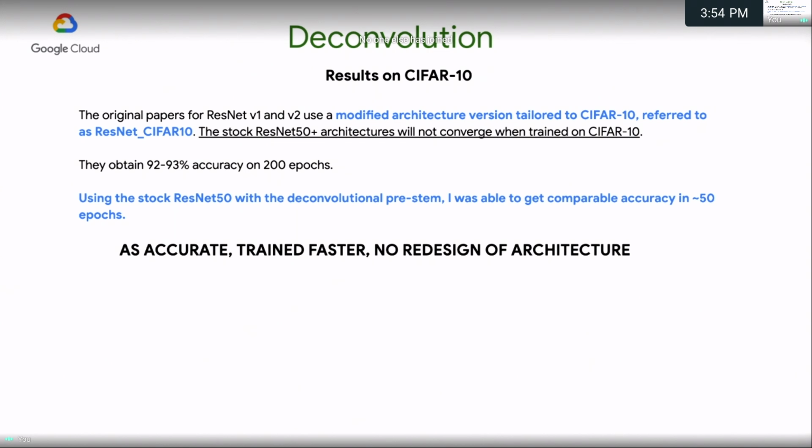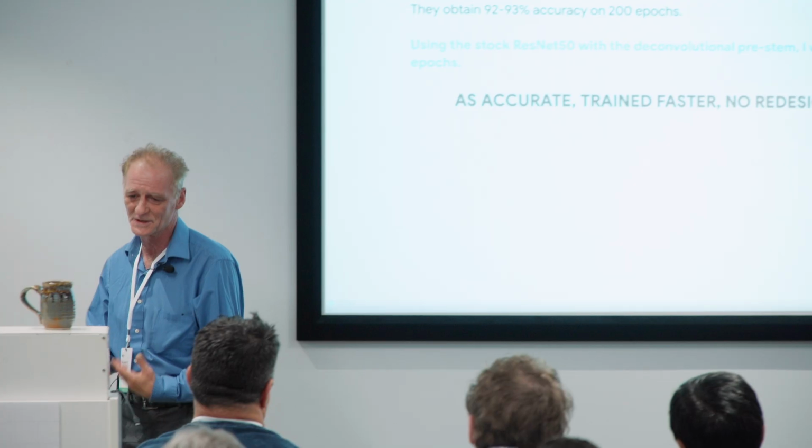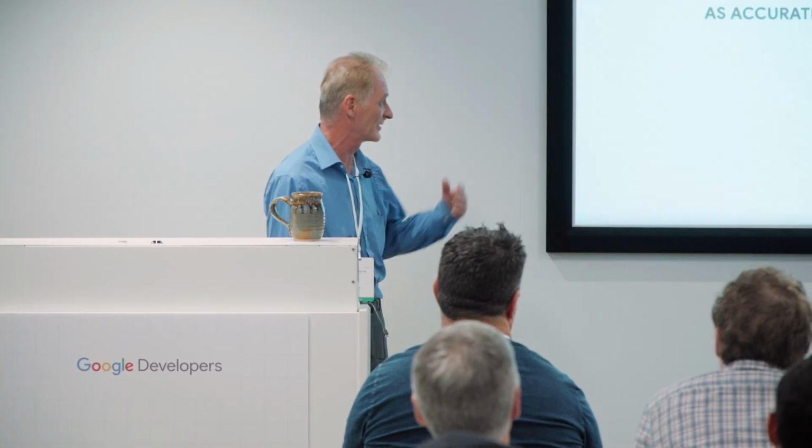I took a ResNet 50, I used my deconvolutional pre-stem, I had no problem with training, and I got the same accuracy in 50 epochs. So using deconvolution in a pre-stem, I could accomplish what they couldn't accomplish back then, and I got something that was as accurate, trained faster, and no redesign of architecture.